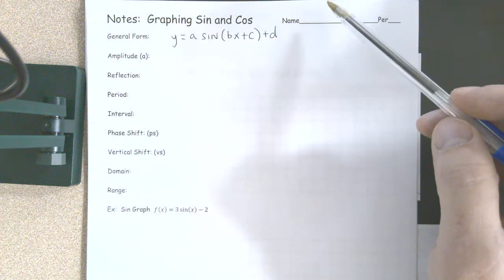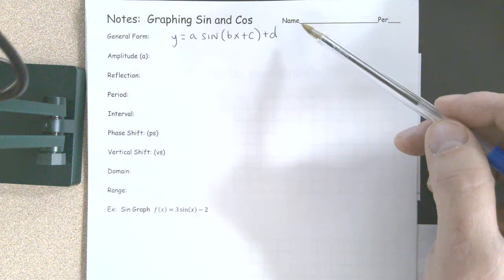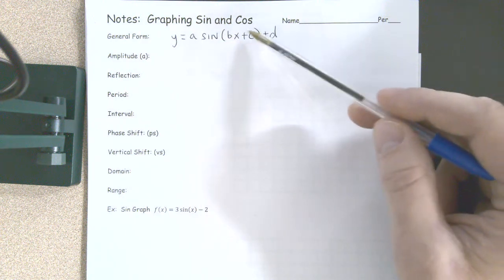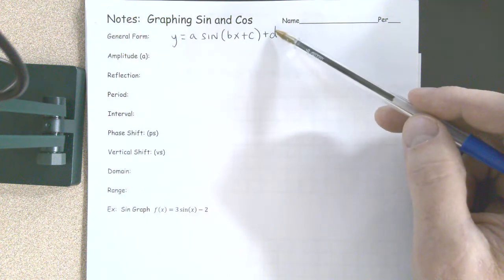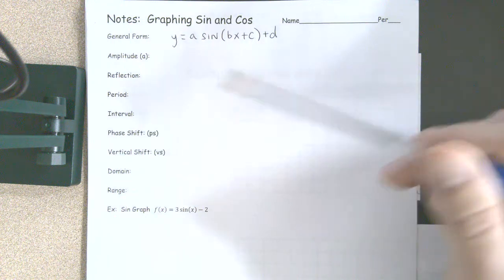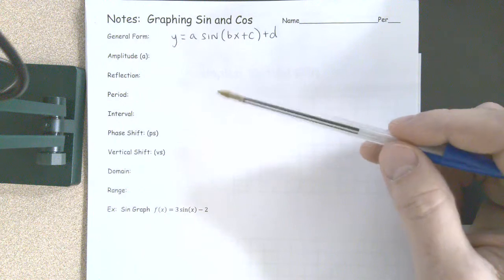Luke? Wouldn't the C move it to the left and then the D would move it up? You got it. So inside the parentheses is moving it left and right. Outside the parentheses is moving it up and down. Okay, so that still works even for these sine and cosine curves.